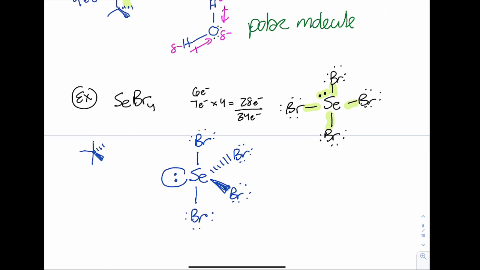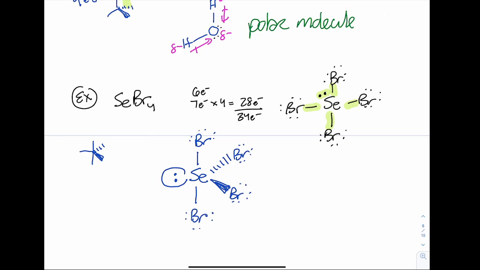So bromine is 7 valence electrons. And I'm going to count 1, 2, 3, 4, 5, 6, 7. So 7 minus 7 is 0. And all the bromines are like that. They all have 6 lone electrons and 1 bond, so none of them will have a charge. Selenium has 6 valence electrons. And if I count 1, 2, 3, 4, 5, 6, 6 minus 6 is 0. So no formal charge on that one either.